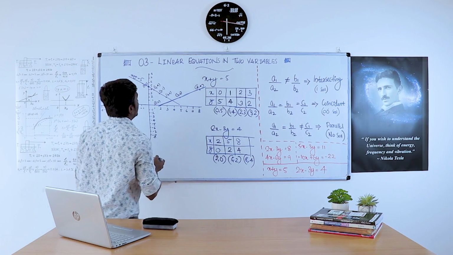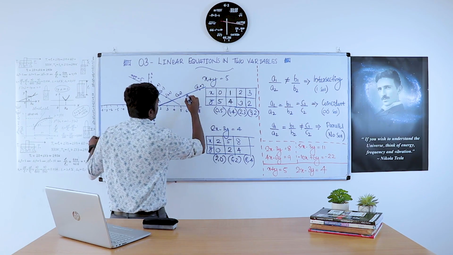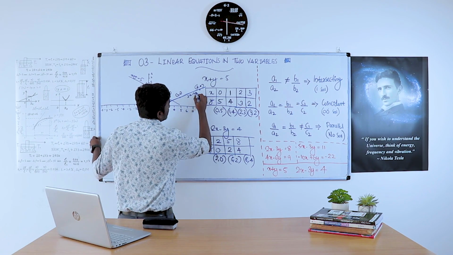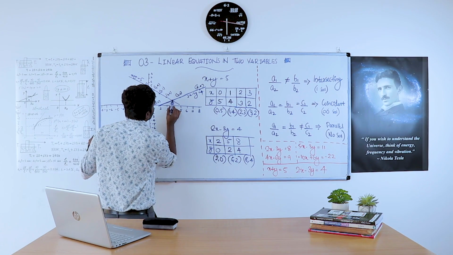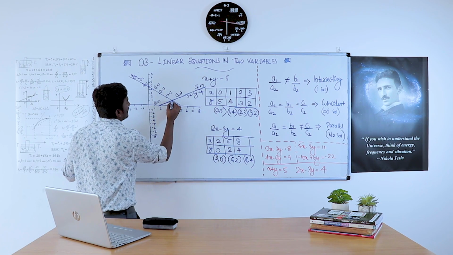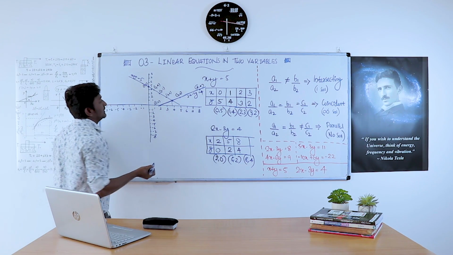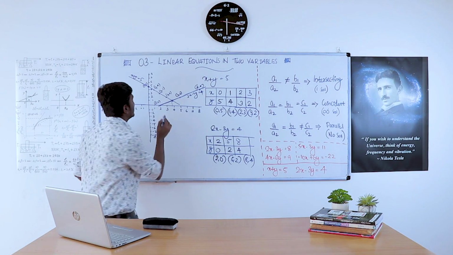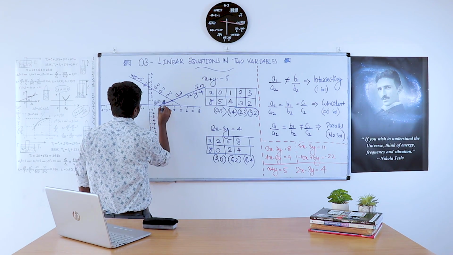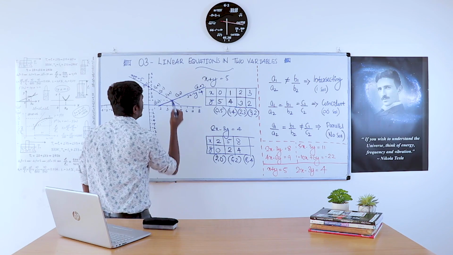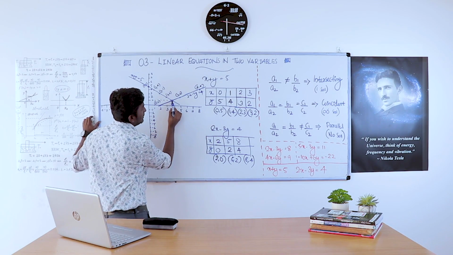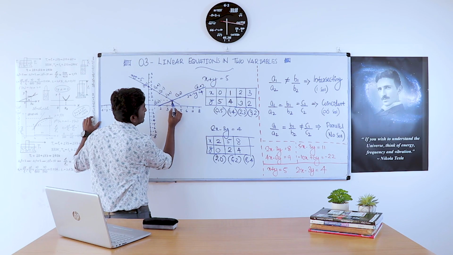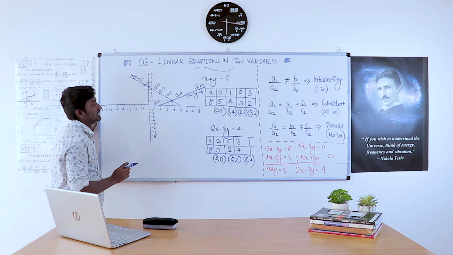Okay. So this is the graph for 2x minus 3y equal to 4. The graph intersects here. So the value corresponding to this point is the solution of this equation.